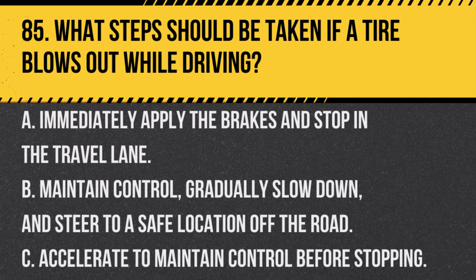A. Immediately apply the brakes and stop in the travel lane. B. Maintain control, gradually slow down, and steer to a safe location off the road. C. Accelerate to maintain control before stopping. Answer. B. Maintain control, gradually slow down, and steer to a safe location off the road. In the event of a tire blowout, it's important to stay calm, maintain control of the vehicle, and safely move to the roadside.